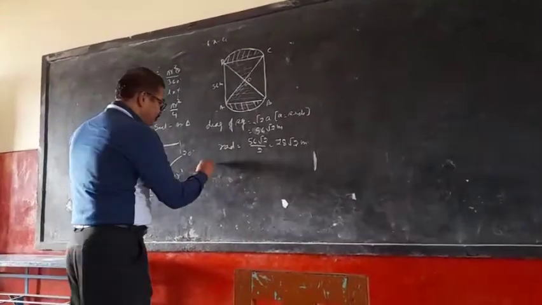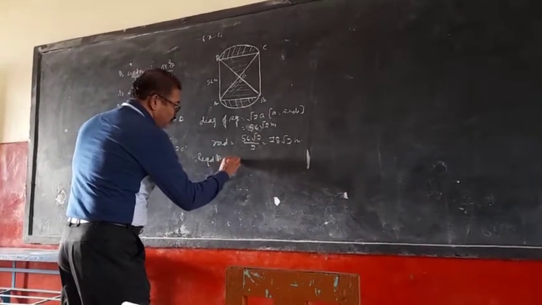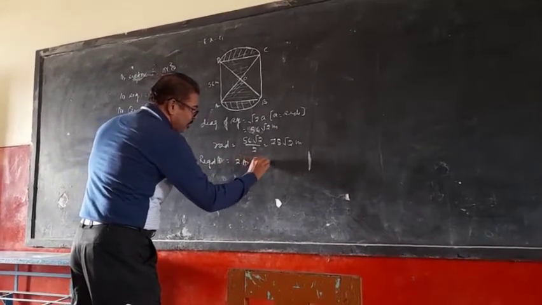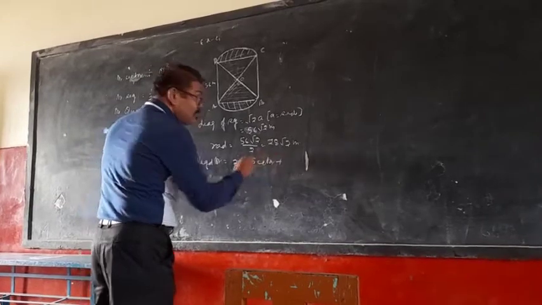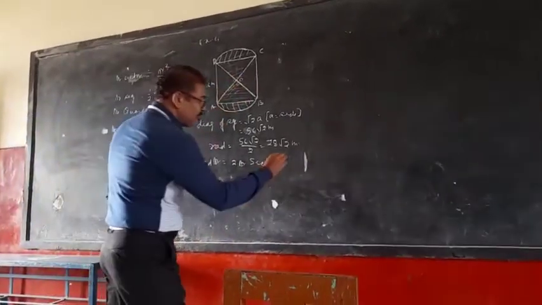Now, required area is equal to 2 into area of sector plus 2 into area of triangles.